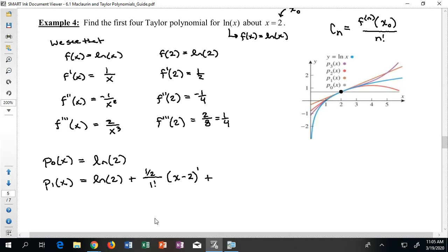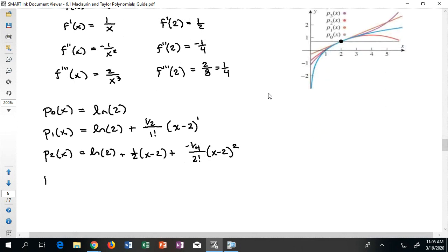If I go ahead and move on to the next polynomial, I could say this is P number 2. This is natural log of 2. Notice here I could simplify this to 1/2 times x minus 2. And now I need to find C number 2. So that's going to say take the second derivative, plug in my special number 2. That gets me negative a quarter. And I want to divide that negative a quarter by 2 factorial. And then I'm going to do x minus 2 squared.